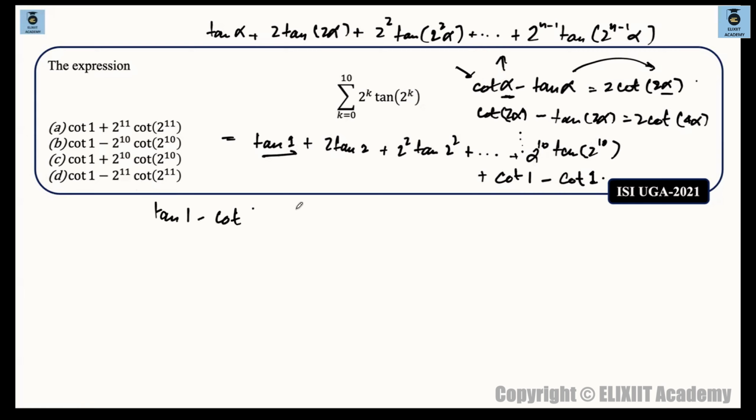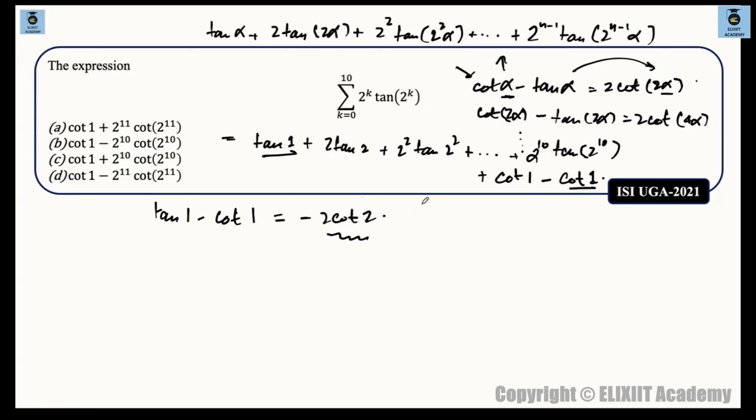what will this turn out to be? This will be minus 2 cot 2, because here alpha is 1. You can prove this thing. Tan 1 minus cot 1 is basically minus 2 cot 2. And so on, this will continue. So here you are getting minus 2 cot 2. So this quantity, this minus this, is minus 2 cot 2.